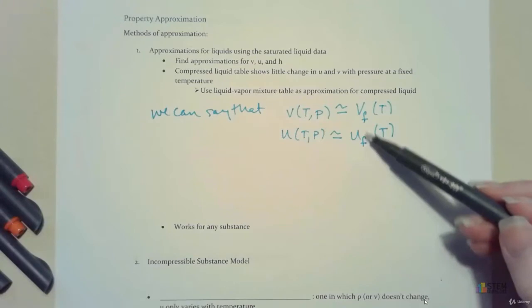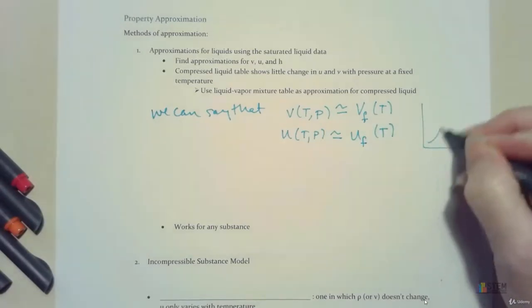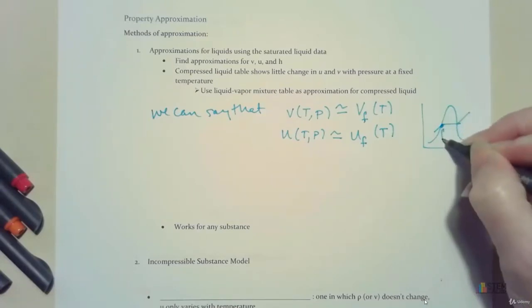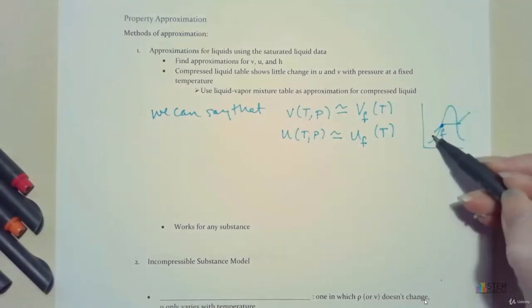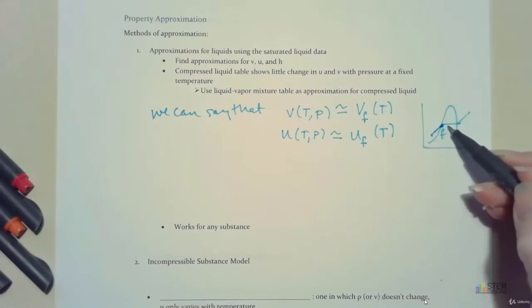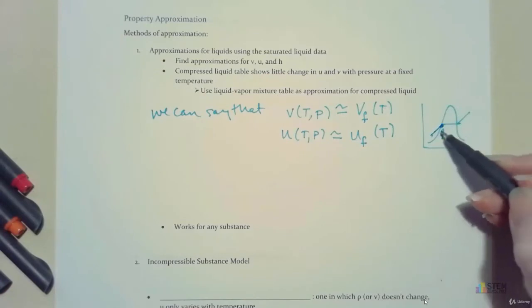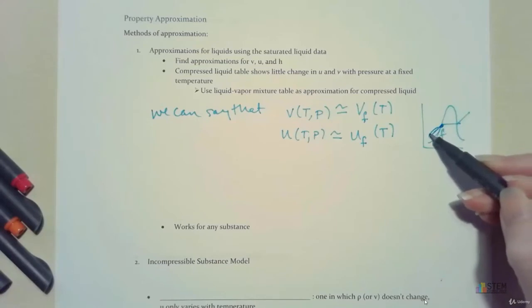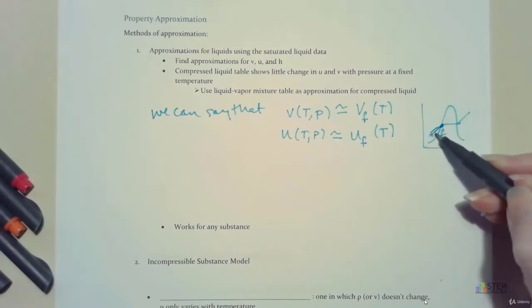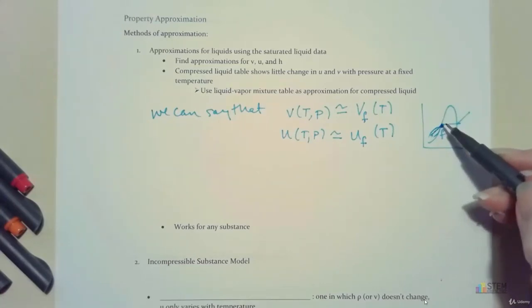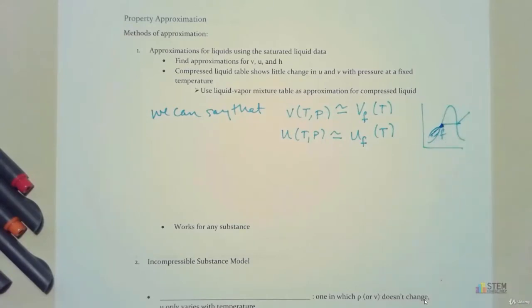Now, if you think back to the vapor dome, this point right here is f. So f is basically where we switch from compressed liquid to the start of the liquid vapor mixture. So essentially we're ignoring all of this down here, and we're saying all of the values of v and u for this section are going to be approximately equal to this location right here. That's basically what we're doing. So it's just an approximation that you can use.